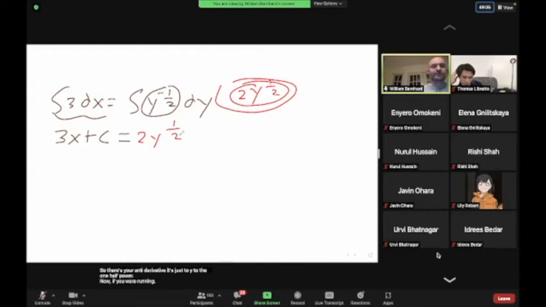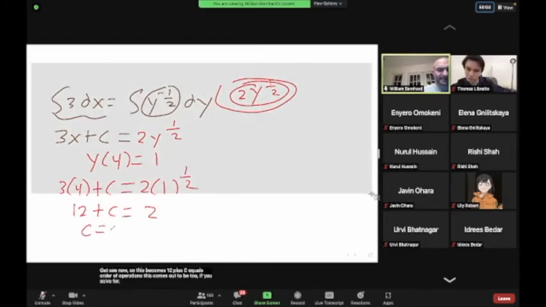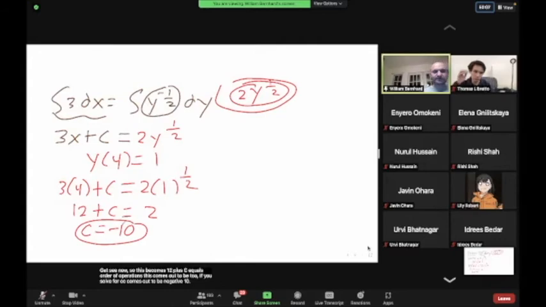Now, if you were remembering what I said, c just came to fruition. So y of 4 is equal to 1. It behooves you to find c now. What I would do is just 3 times 4 plus c is equal to 2 times 1 raised to the 1/2 power. Get c now. So this becomes 12 plus c equals, order of operations, 2. If you solve for c, c comes out to be negative 10. So we did this to get c right now.